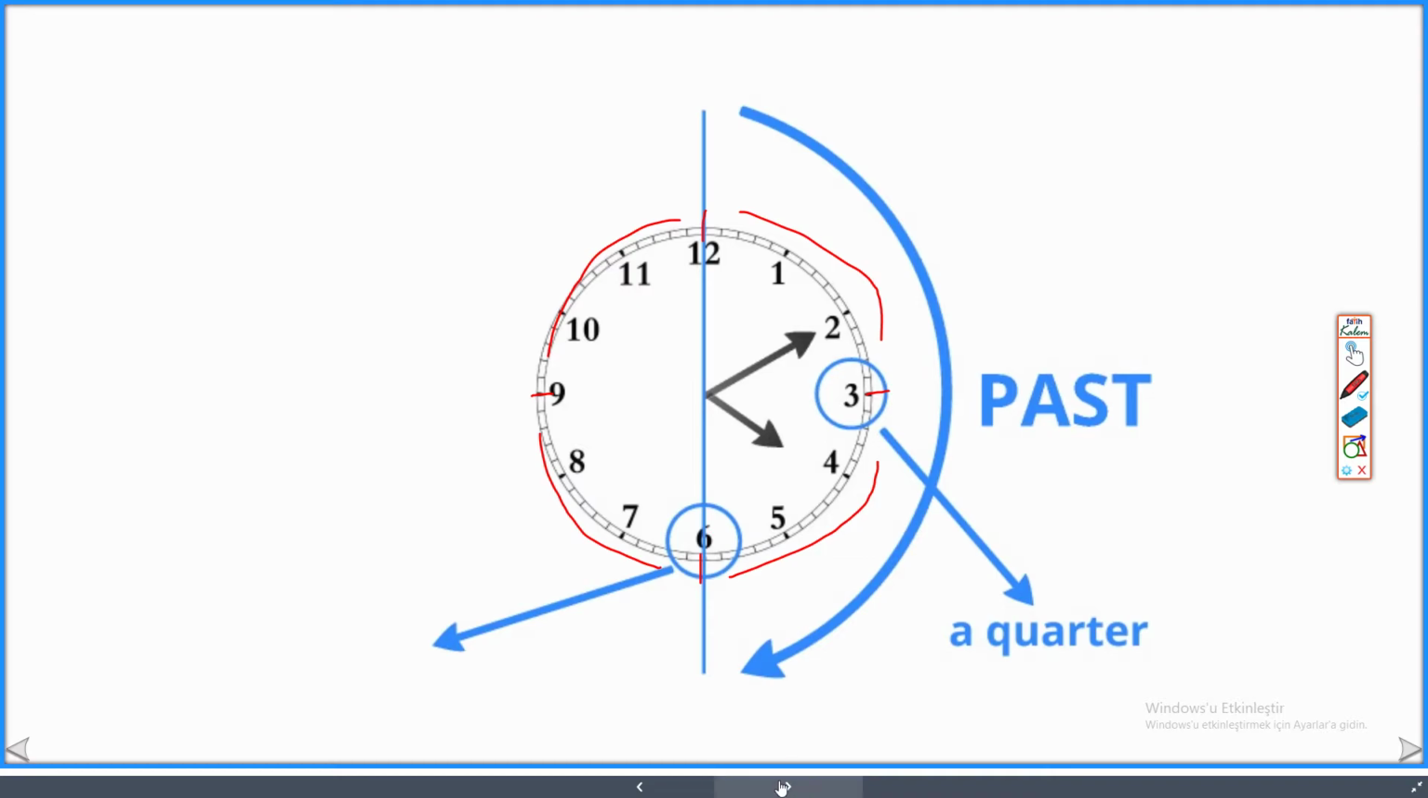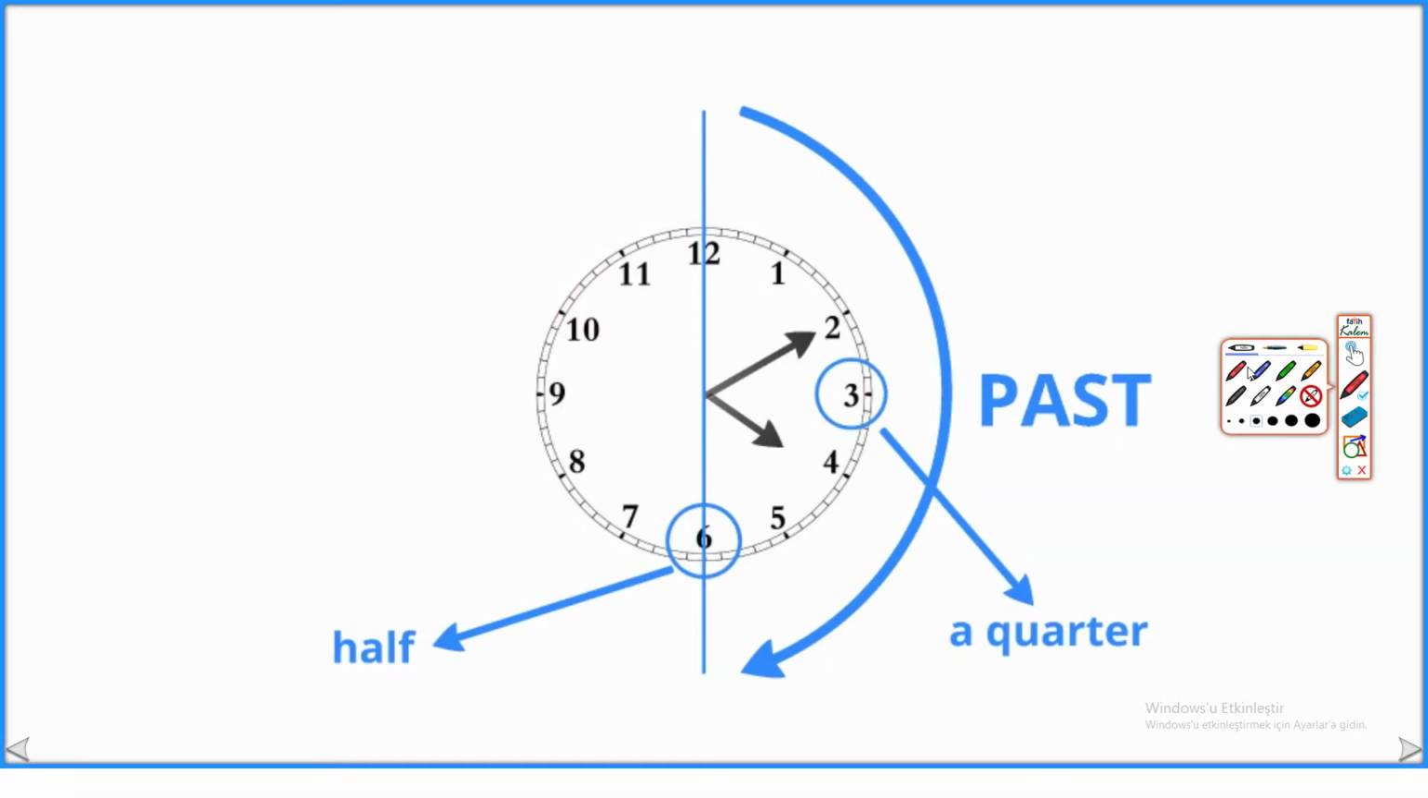And guys, we have what? We have half. Half means half of the time. Okay, it is the half of the time. It means this half and this half.